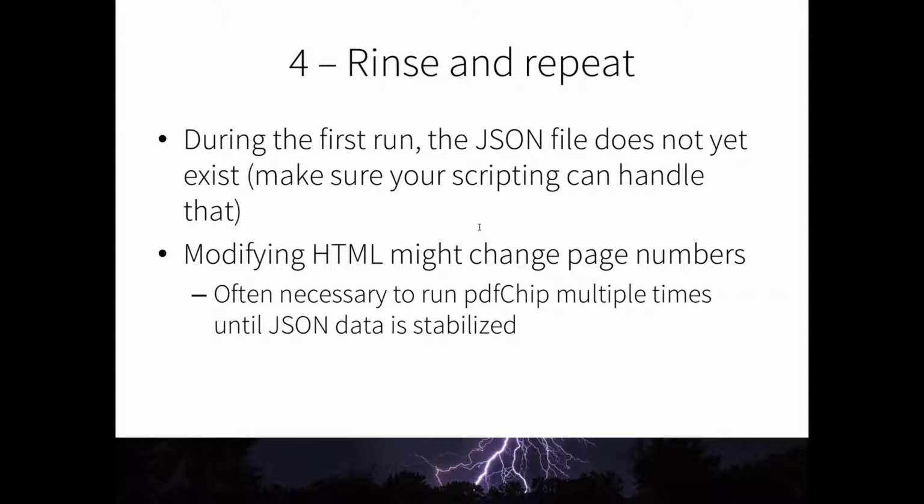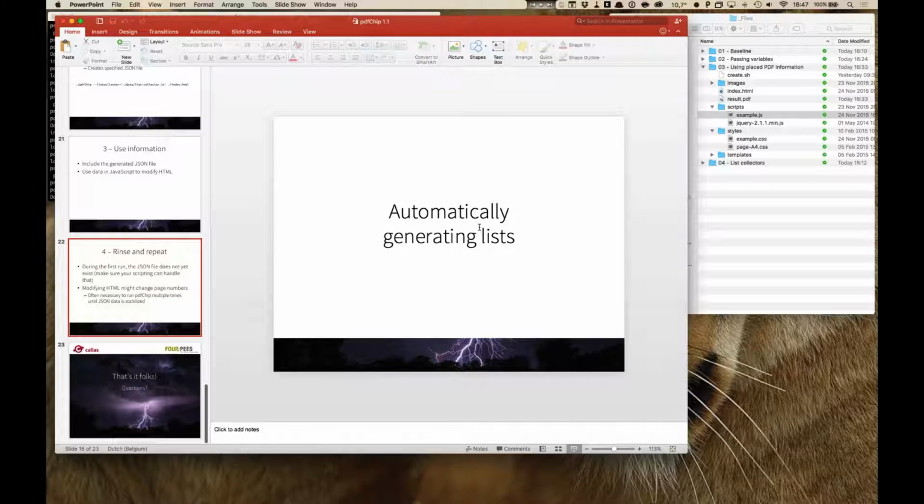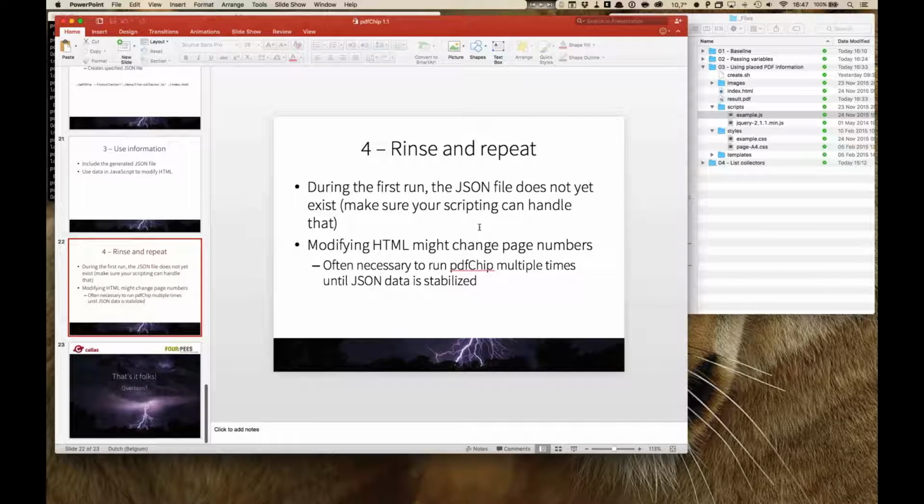The third step is to use that information, of course. Now, the way to do that is the same mechanism as what you've already seen in that business card example. Here, I have to include the generated JSON file, so I have to put that in my HTML file, reference it, and then I can use the data from it to modify my HTML, and we will end up with the same jQuery statements or just JavaScript statements to do something with the information. And I'll show you an example of that later on.